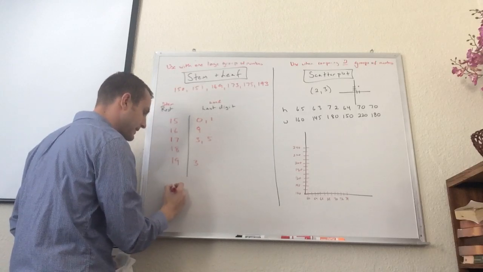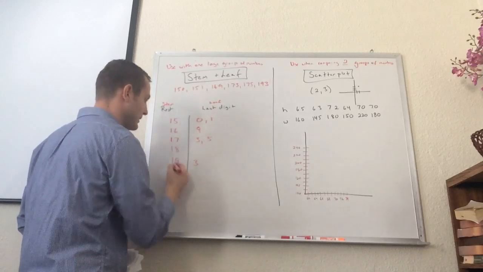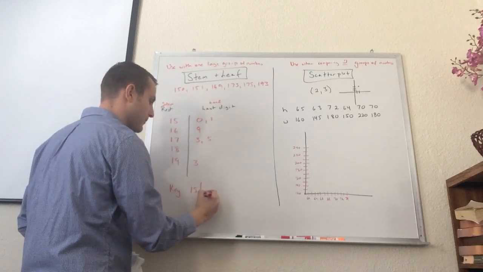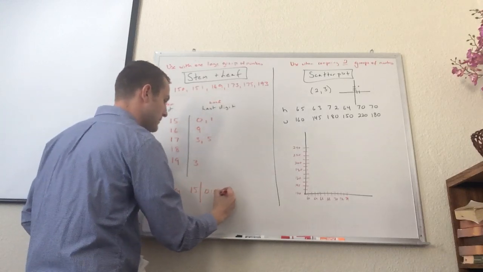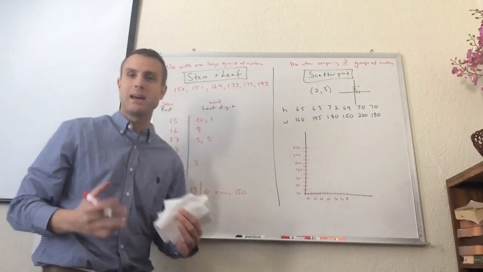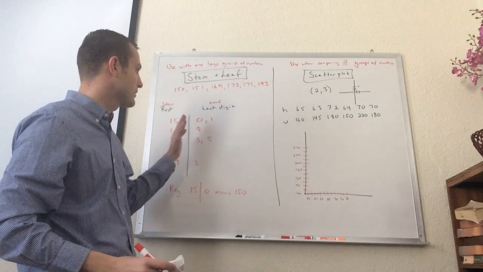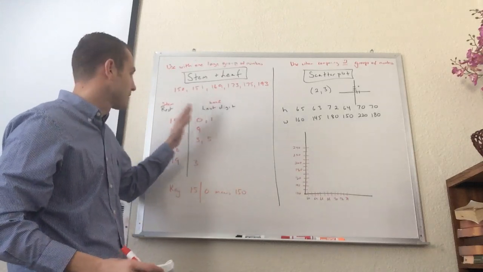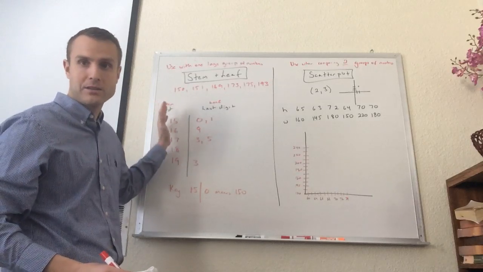Again, I'm going to put my key. So this time for my key, I'm just going to choose the first one again. So I'm going to do 1, 5, vertical line, 0, means 150. So that's my stem and leaf plot. The key thing is the one on the right, that's going to be the last digit. On the left is whatever other digits I have.